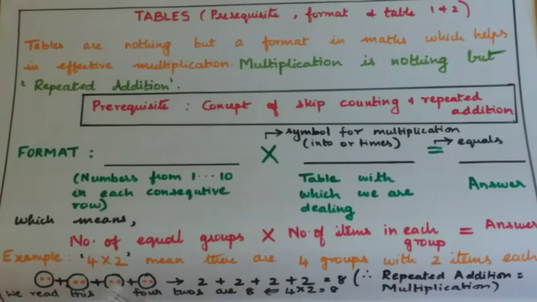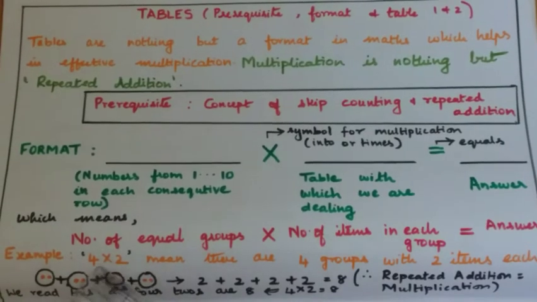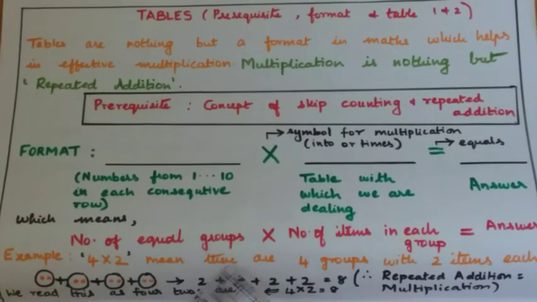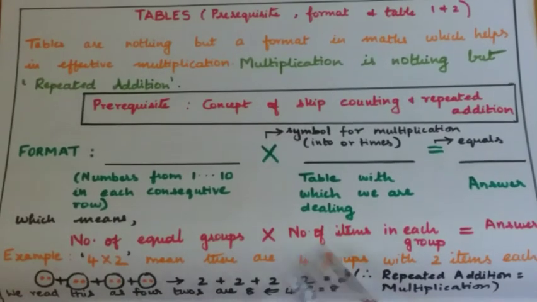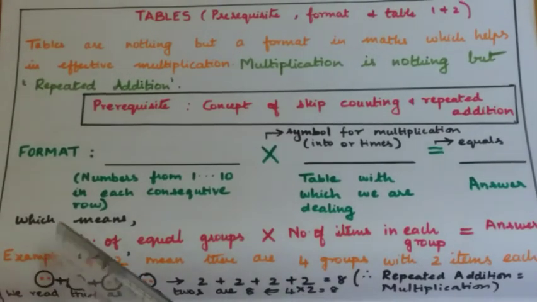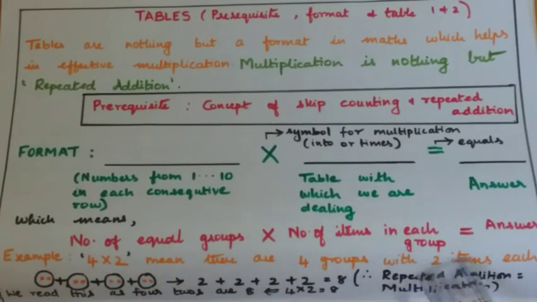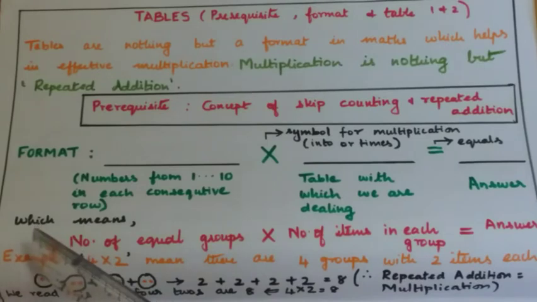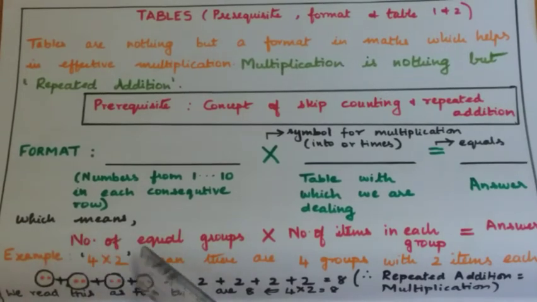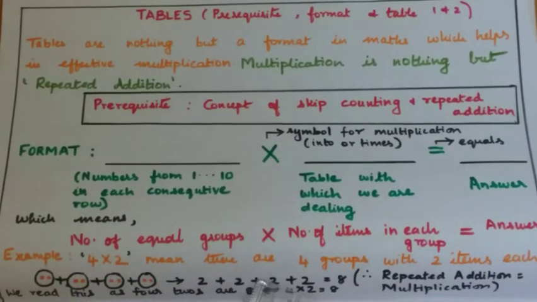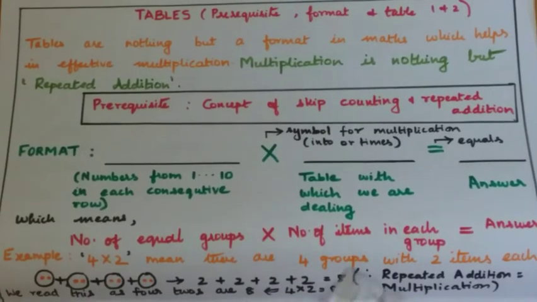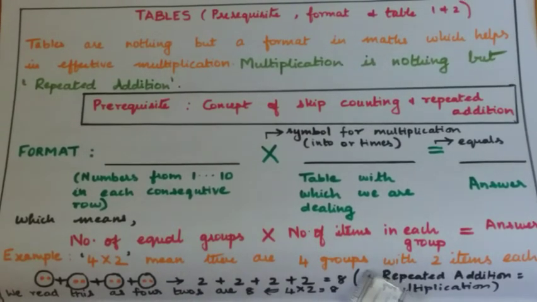So let's take an example, 4 into 2. If you look here, there are 4 groups wherein each of the groups has 2 items each. So there are 2 dots in each of the groups. So when you perform repeated addition, 2 plus 2 plus 2 plus 2 gives 8. Instead of performing this tedious process, we go in for multiplication where you write 4 into 2 equals 8.